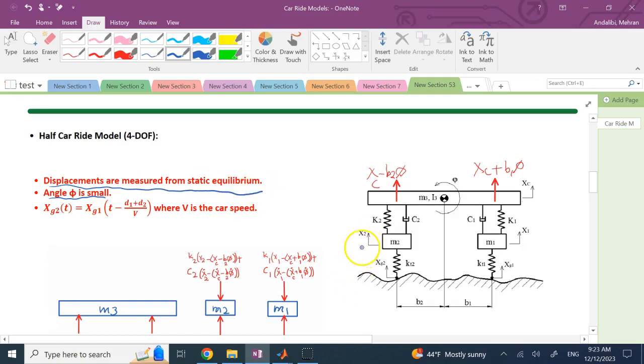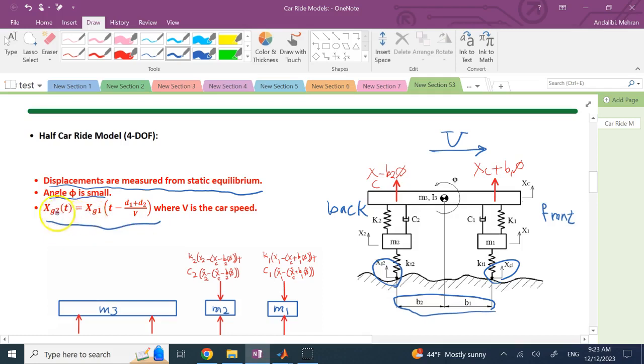So in free body diagrams, there will be no weight. The other thing is, here is the front of the car, okay, and that is the back. The displacement at the bottom of the tire on the front, xg1, and the displacement at the back tire, xg2, they are related to each other. How? Through the speed of the car, v. They are related to each other, and basically I can say xg2 is a delayed version of xg1, where the delay time is this distance between them divided by v.